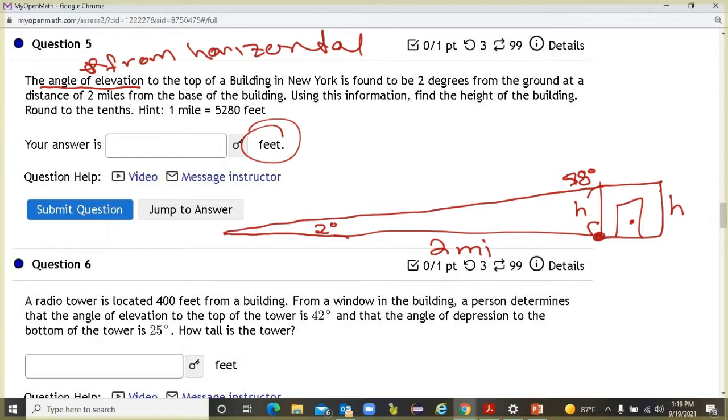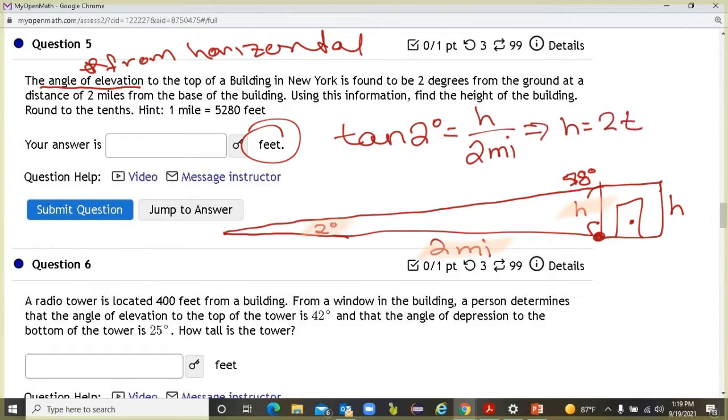But it doesn't really matter. If we use this angle, h is the opposite and 2 miles is the adjacent. So who uses opposite and adjacent? That would be tangent. So the tangent of 2 degrees will be equal to the opposite, which is the height of the building, divided by the adjacent, which is 2 miles. So that means that h is equal to 2 times the tangent of 2 degrees. Make sure you're in degrees. So 2 times the tangent of 2. I get that the height is 0.0698.